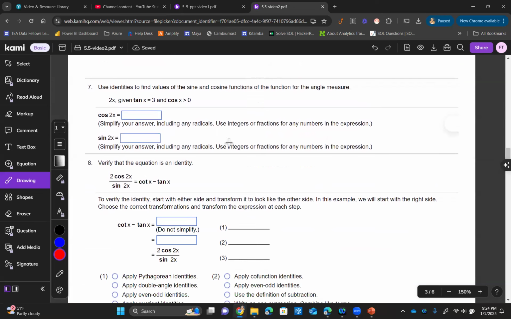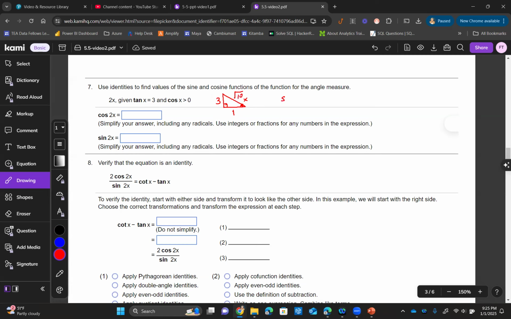Similarly, for number 7, this time we have tangent of x given. So I have to now draw a triangle for angle x, and I have to place the values for tangent of angle x. Tangent is opposite over adjacent. So the opposite side is 3, the adjacent side is 1, because 3 over 1 is just 3. Using the Pythagorean theorem, 3 squared is 9, 1 squared is 1. When we add them up, that's 10. So c squared is 10. That makes our c value radical 10.